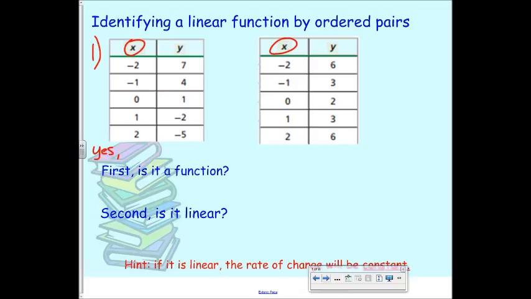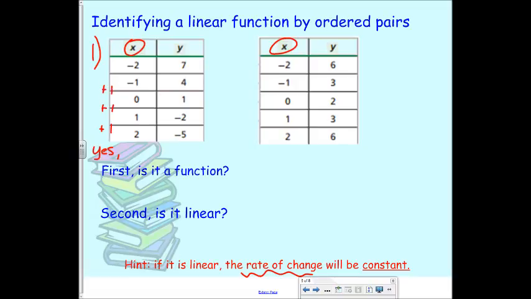So to figure out if it's linear, you want to know if the slope, or the rate of change, will be constant. To look at that, rather than graphing it, which you could absolutely do, all you need to do is ask: is it the same change in my x column and the same change in my y column? So look at this x column. How do I go from -2 to -1? How do I go from -1 to 0? From 0 to 1, 1 to 2. What's the pattern there? Does it work every time?